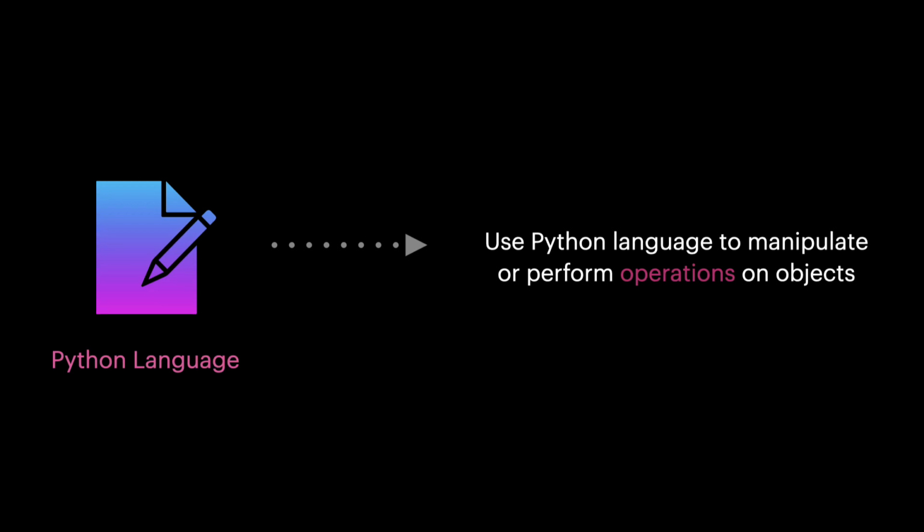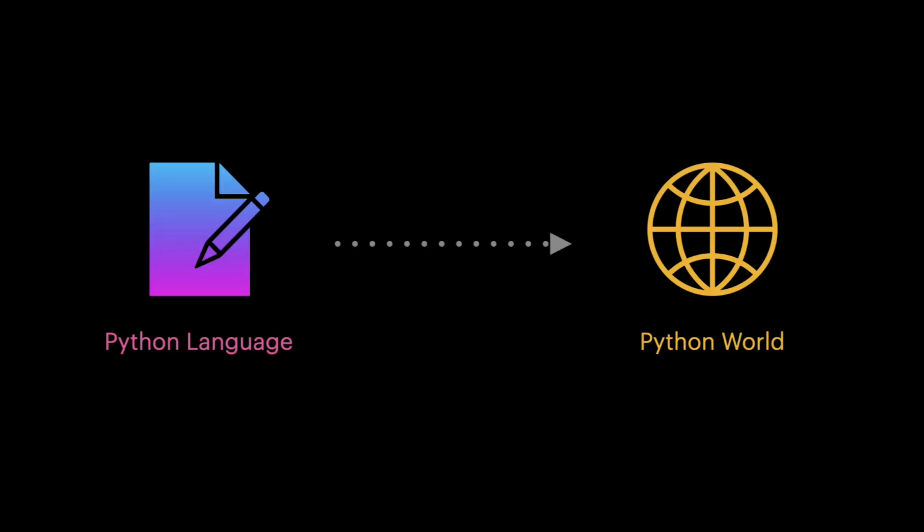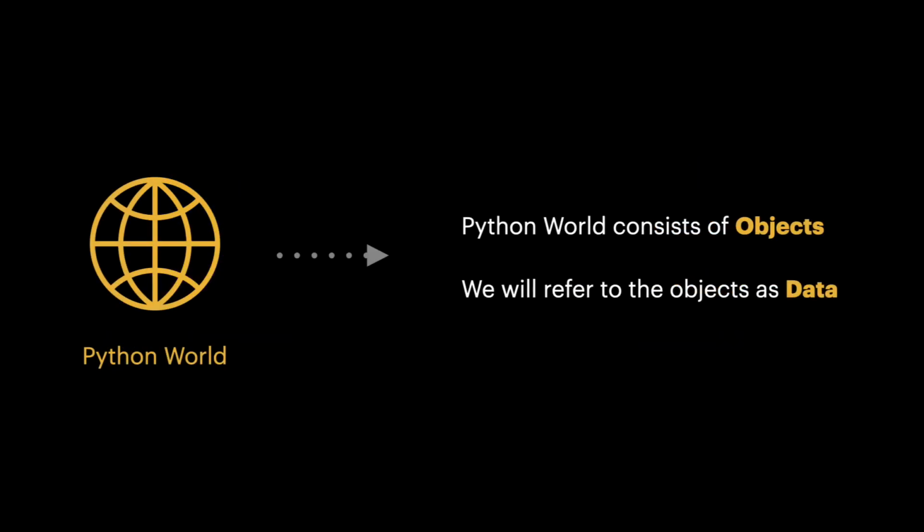So, keep this distinction in mind. The Python world as an abstract world comes first. And Python as a programming language is used to manipulate objects in the Python world. The Python world consists of abstract objects. But we will also refer to the objects as data.